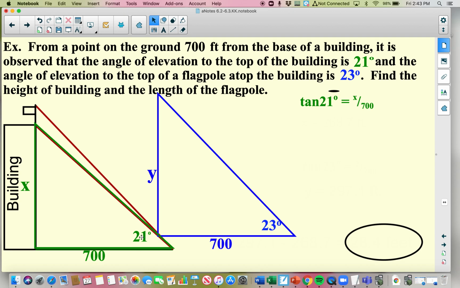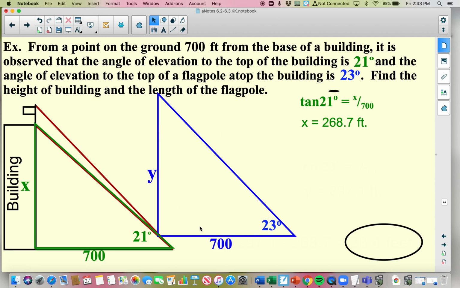So tangent of 21 is opposite over adjacent. So opposite is X and adjacent is 700. All you need to do is multiply the 700 over. So 700 times tangent of 21, and I got 268.7 feet. That would be the height of my building. Okay, so that's this part of the question answered.